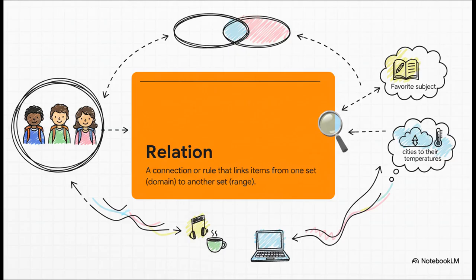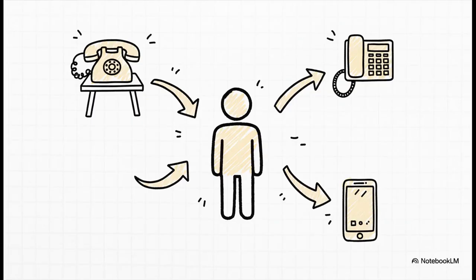It could be anything, really. Students and their favorite classes, people and their phone numbers. It's all about that pairing. And here's the most important thing about a relation. The rules are pretty chill. A single input can be connected to a bunch of different outputs. For example, think about one person. That's our input. They can have a home phone, a work phone, a cell phone. See, that's one input leading to 3 different outputs. And for a relation, that's totally cool.